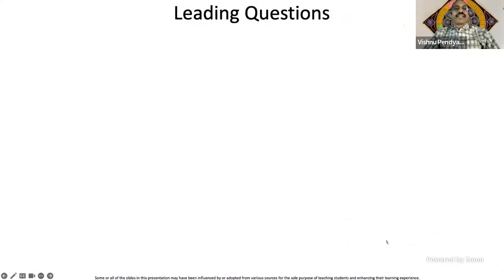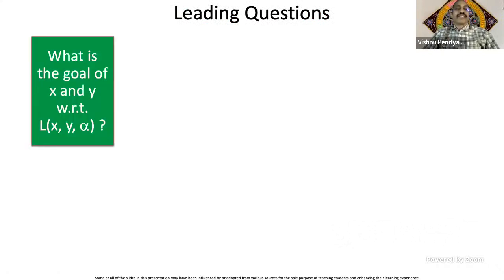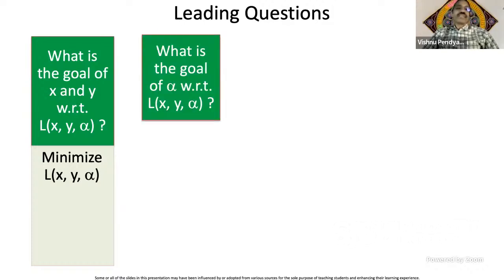So that's the thing. Now a few more questions to ponder and understand the intuition. What is the goal of x and y with respect to L, in terms of x, y, and alpha? The goal is to minimize L of x comma y comma alpha, right? So that is our goal. We want to minimize the loss. Of course, we are still using x comma y. We are not yet in the w and x notation. We are still understanding the intuition.